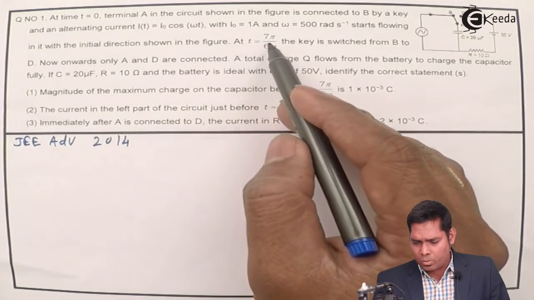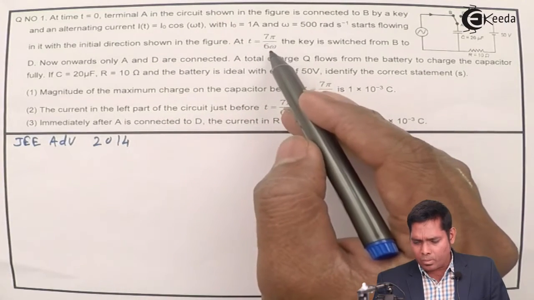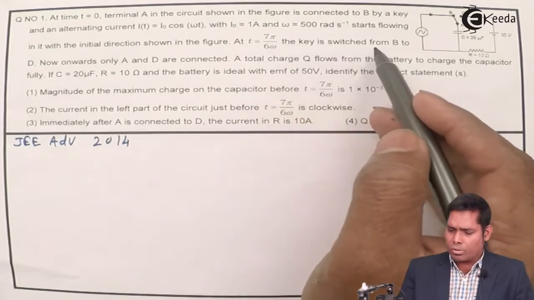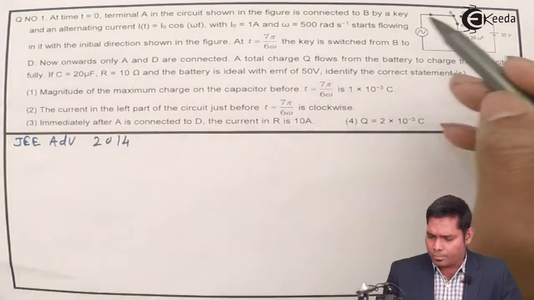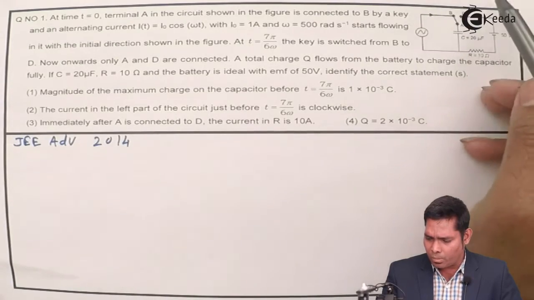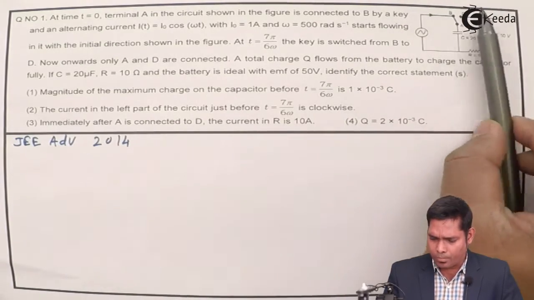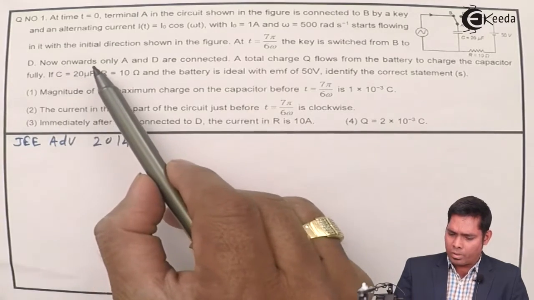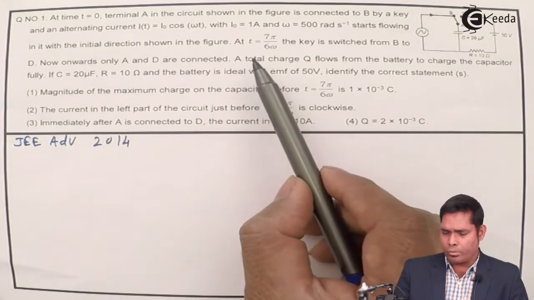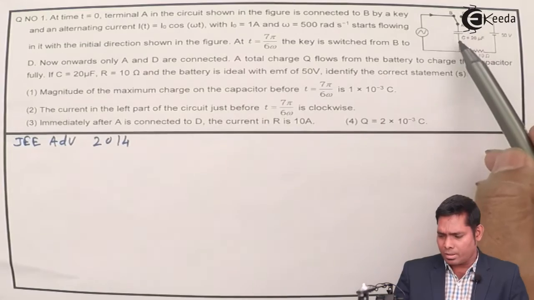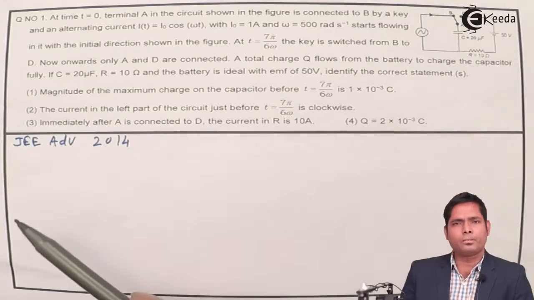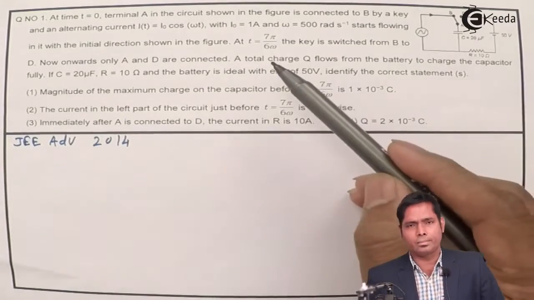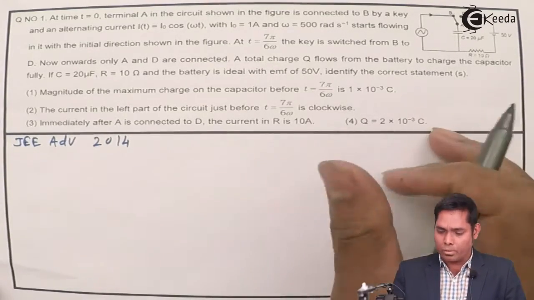At time t equals 7 pi by 6 omega, the key is switched from B to D. So the switch is now changed from here to here. Now onwards only A and D are connected. So we have two cases: once this is connected, this circuit is complete, and another time this part of the circuit is complete and this is disconnected. So two diagrams we have to make.